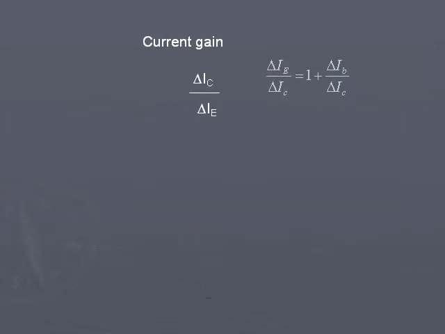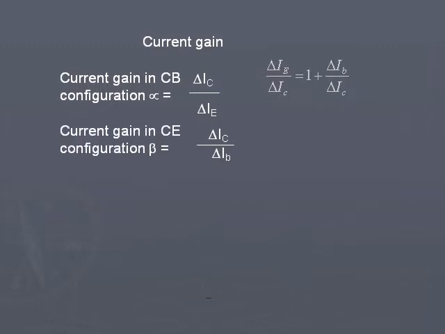But delta IC by delta IE is alpha. So delta IE by delta IC is 1 by alpha. Similarly, delta IB by delta IC is 1 by beta. Therefore, 1 by alpha is equal to 1 plus 1 by beta. Therefore, 1 by beta is equal to 1 minus 1 by alpha, or beta is equal to alpha divided by 1 minus alpha.